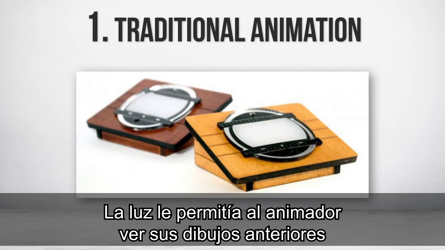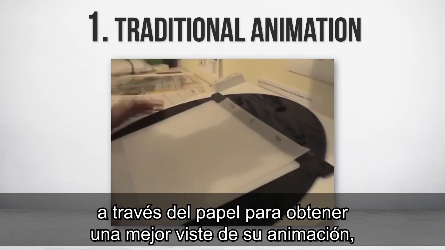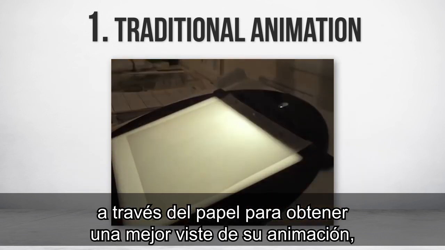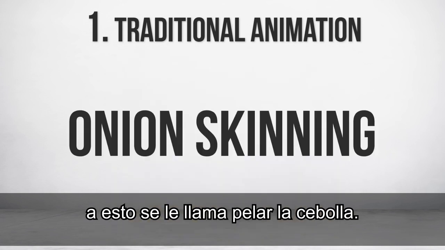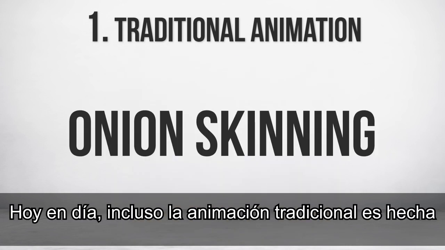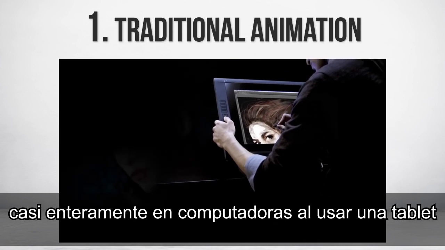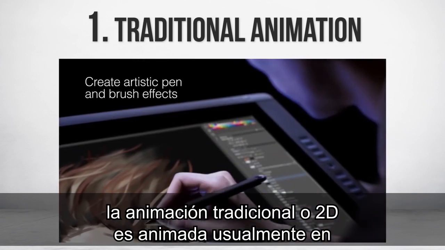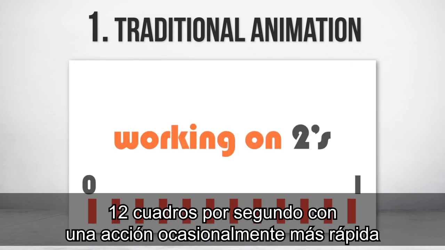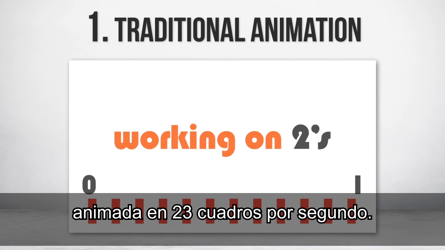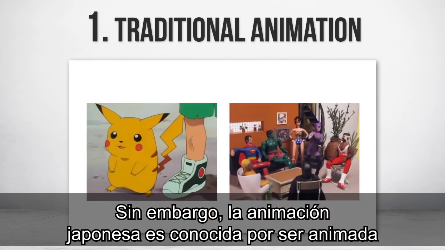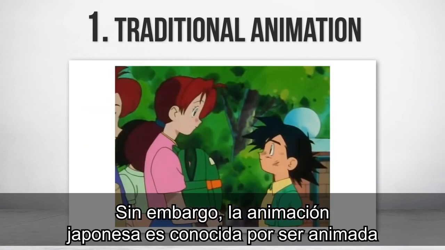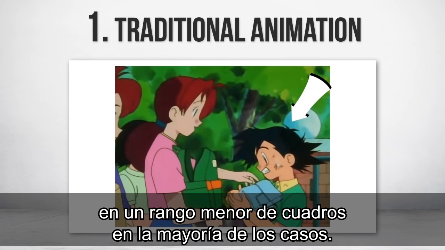The light enabled the animator to see his previous drawings through the paper to get a better look at his animation. This is called onion skinning. Nowadays, even traditional animation is being done mostly on computers by using a tablet like the Wacom Cintiq. 2D or traditional animation is usually animated on 12 frames per second, with occasional faster actions animated on 24 frames per second. Japanese animation, however, is known to be animated on a lower frame rate in most cases.